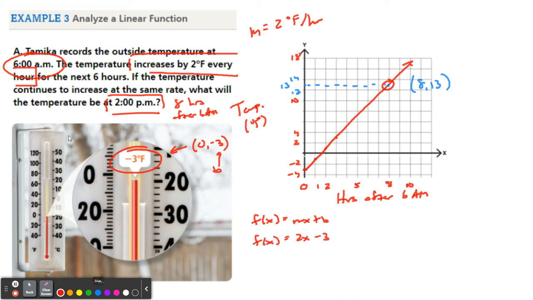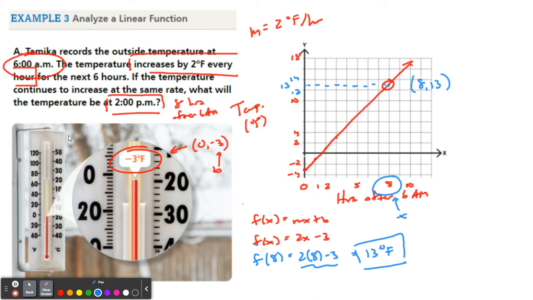So now we're letting our x value be 8, 8 hours after 6 a.m. So plug in 8 for x and simplify. 2 times 8 is 16, minus 3 is 13. And that's how we can get 13 degrees Fahrenheit at 2 p.m.